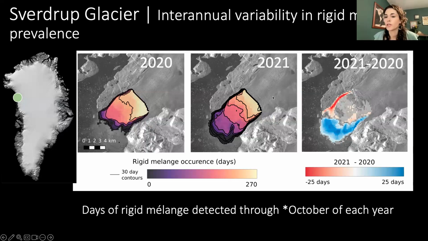In 2021, the mélange extended further out from the front. And other than that, it's sort of similar spatial patterns you see where there's more mélange coverage closer to the front. That kind of makes sense. That's the first place the mélange would form, because that's where the icebergs are calving. And you can get nice annual differences maps there.